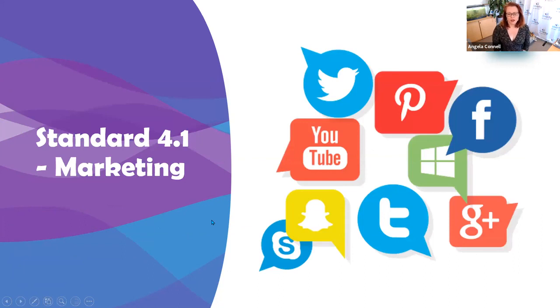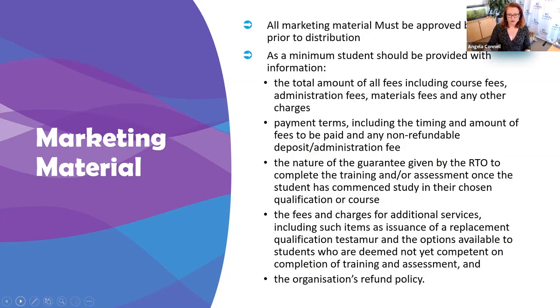Okay, so standard 4.1 is all about marketing, and we're in a new world now because marketing is very different from what we used to have, and we have a lot more social media platforms that we're using for marketing. So I'm going to go through some key things that you need to have in place on your website, as well as what should be on your marketing, and that can be in social media as well as your marketing materials. A key requirement of the standards is that all your marketing needs to be approved by one key person within your organisation, and that generally will be the CEO. But you may also have someone else that is responsible for compliance within your RTO.